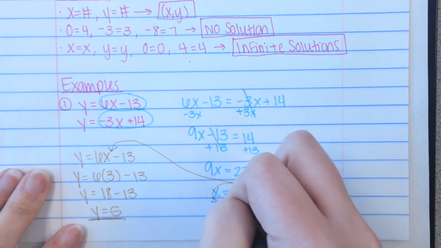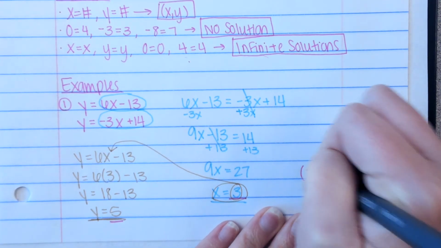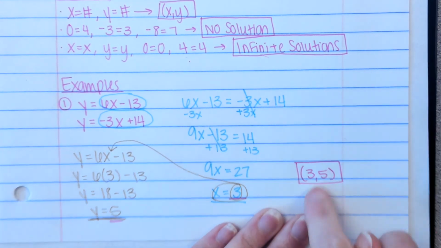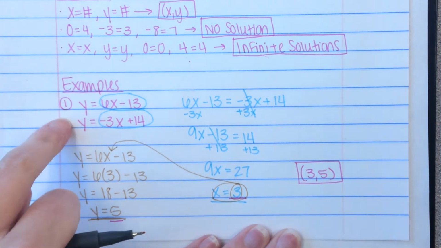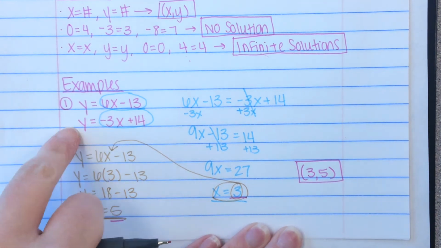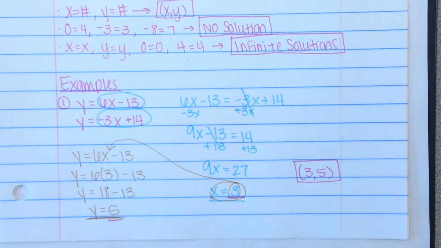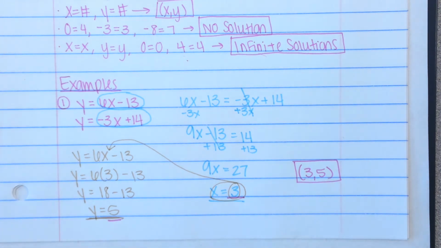So I'm going to take my 3 and my 5. I'm going to make an ordered pair, (3, 5). Remember, x comes first and then y. So this ordered pair is the solution to this system. If you plug it into both equations, it works out. Now, you do have a couple like this in your practice assignment today, so make sure you look back at this example as a reference.